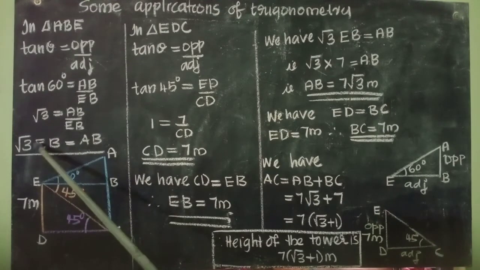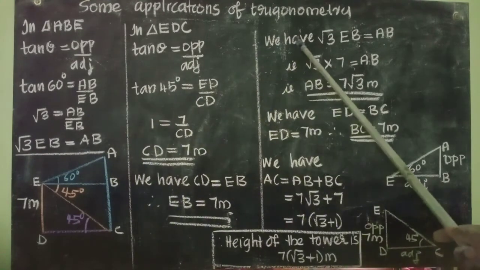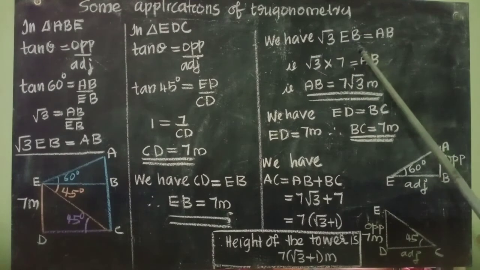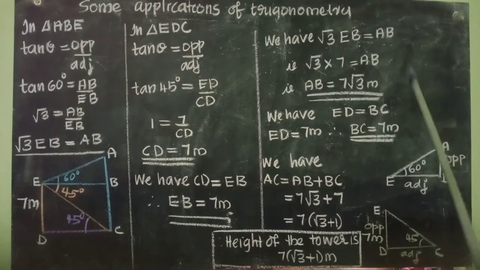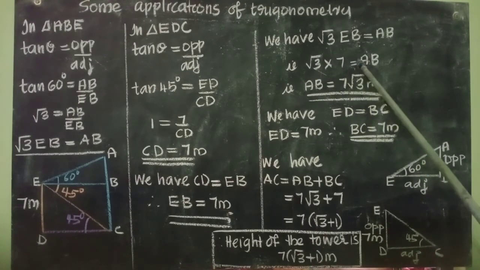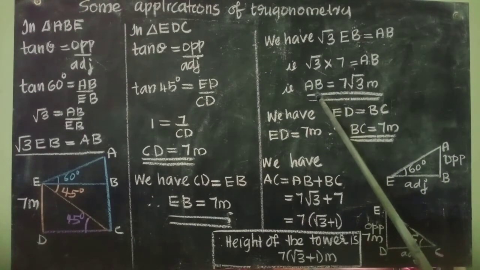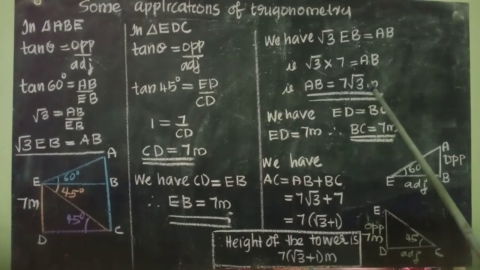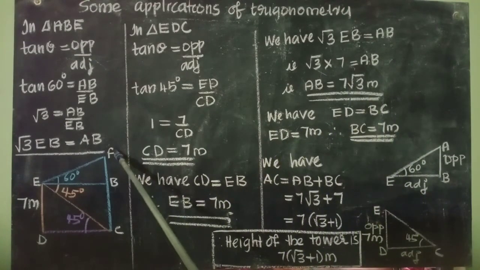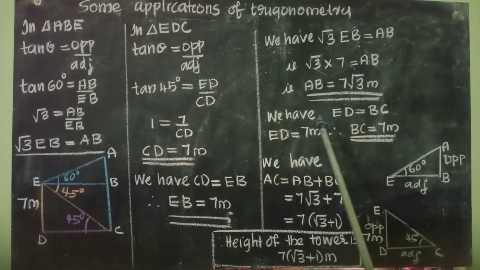Now, consider this equation. We have root 3 EB equal to AB. In that equation, we can give the value of EB. It is 7 meter. So, we get root 3 into 7 equal to AB. Change the sides. We get AB equal to 7 root 3 meter. So, we got this value of AB. It is 7 root 3 meter.